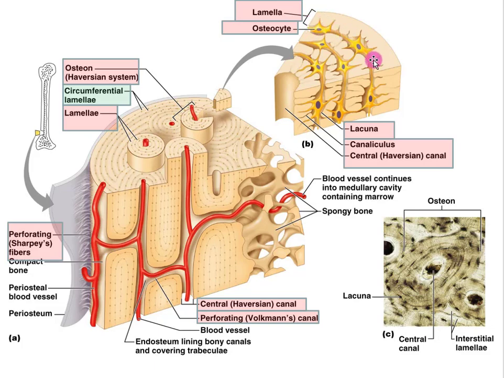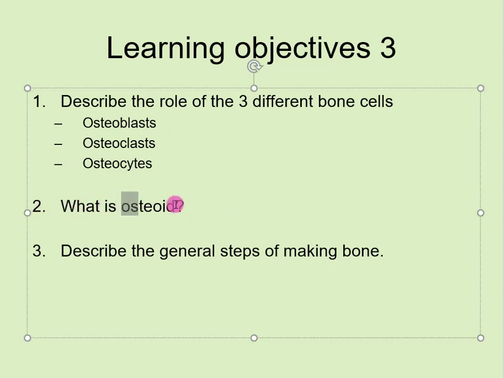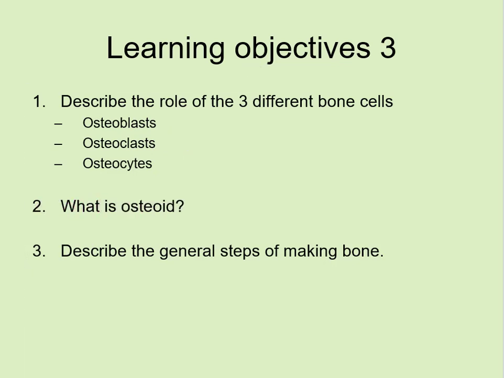The osteocytes are trapped, they're sitting within pockets, which are lacuna, between lamella of bone. And so we're going to talk a little bit more about those in this lecture. We'll look at osteoblast and osteoclast as well. All right, we want to define this thing called osteoid, whatever that is, because that's going to be important in the bone-making process. And then after we understand what that is, we'll describe the general steps of making bone. All right, so let's get started.